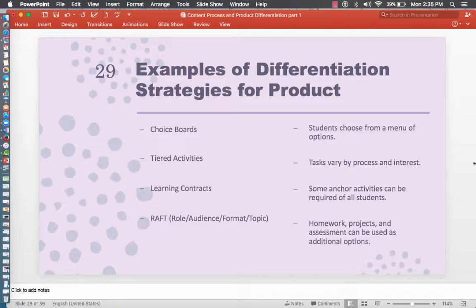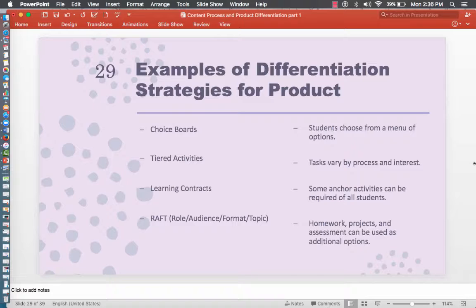So examples of strategies. You can have choice boards, and that's just where you give them different levels of activities and say, okay, you have to have 3 from level A, 2 from level B, and 1 from level C. But you can make your own choices. So that's a choice board. Tiered activities, everybody's doing the same basic activity. It's just written up in a way that we expect more from some students than others.